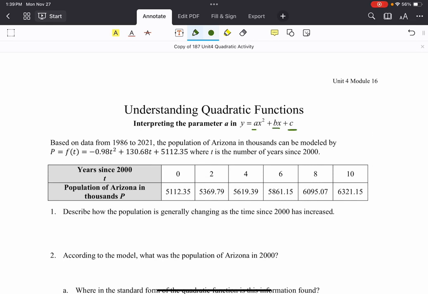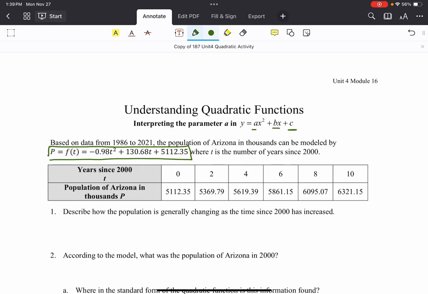All right, so we're going to be looking at a function that models the population of Arizona. And so we were given a function, an equation this time, and we're also given a table of values. And so T is number of years since 2000, and P is the population of Arizona. And so question one is just, generally, how is the population changing?